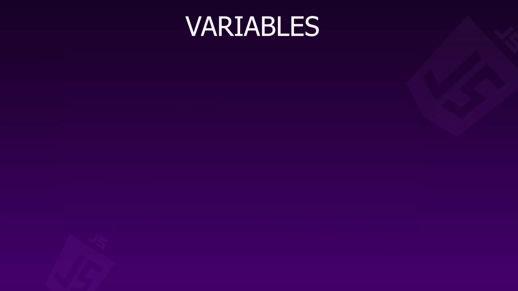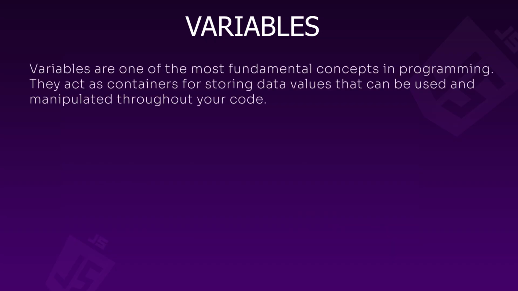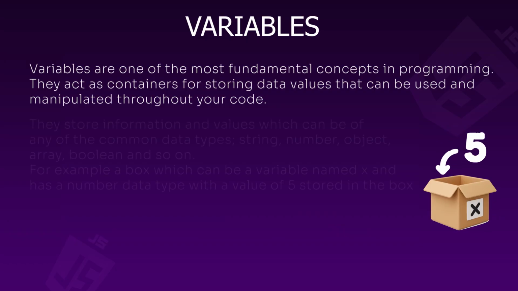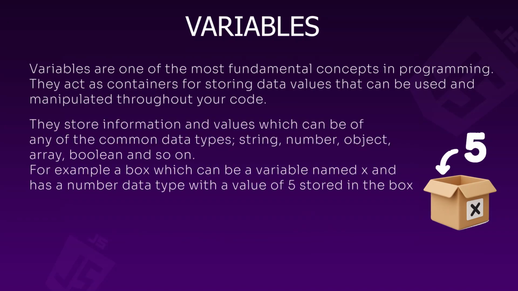So, what are variables? Variables are one of the most fundamental concepts in programming languages. They act as containers for storing data values that can be used and manipulated throughout your code. Variables are just like a labeled box where we can store several data types or a particular data type. They store information which might be numbers, text, objects, booleans, and so on. And we refer to it in our programming just by referring to its name.